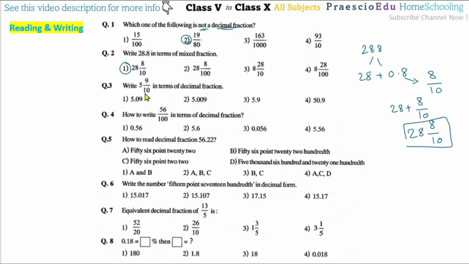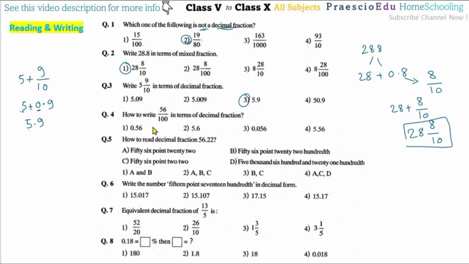Now question number 3, write 5 integer and 9 by 10 in terms of decimal fraction. Here 5 and means plus, so 5 plus 9 by 10. This 9 by 10 we can write as a decimal, 0.9, because it is tenths. The 5 stays as it is, so after the addition it is 5.9. This 5.9 is given in option number 3.